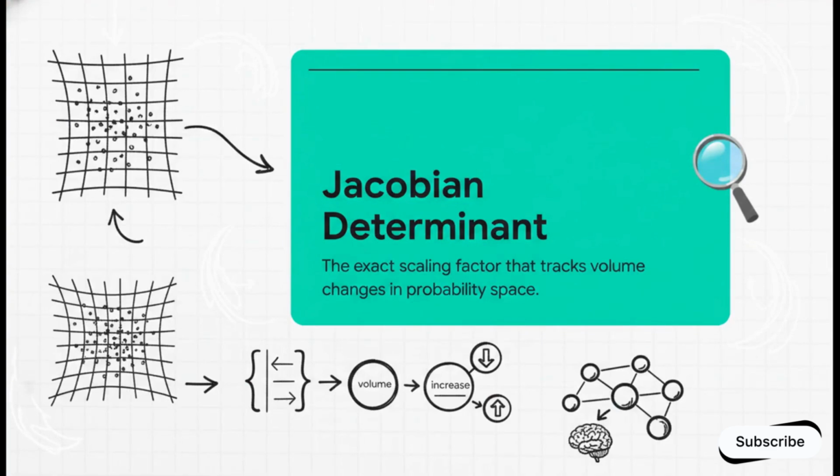If your system models probabilities, like a generative model does, you absolutely must account for how space stretches or shrinks. Probability mass has to be conserved. If the mathematical transformation stretches space, expanding the volume, well, the probability density must decrease to compensate. The Jacobian determinant is the exact scaling factor that tracks this volume change. Without it, you would incorrectly assume your data is more or less dense than it actually is.